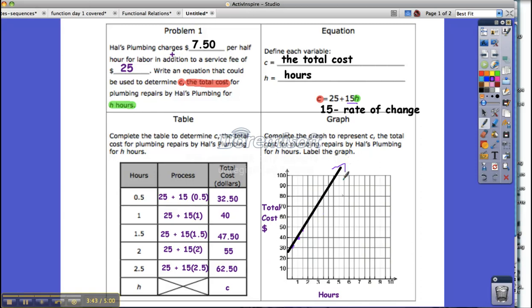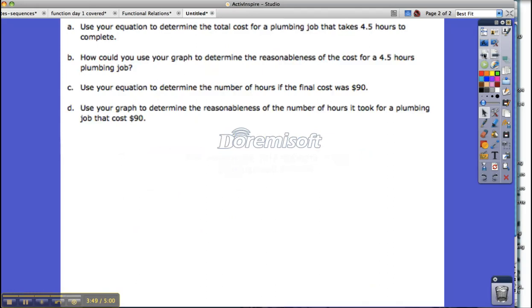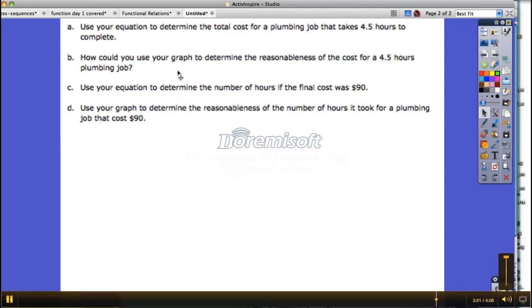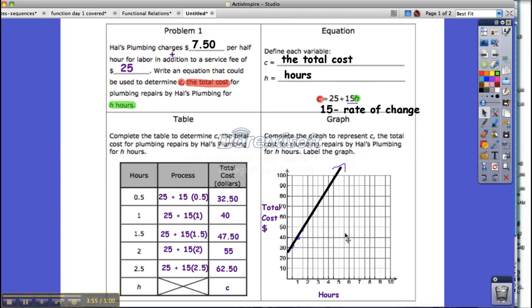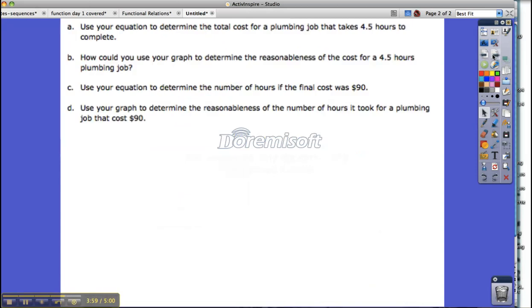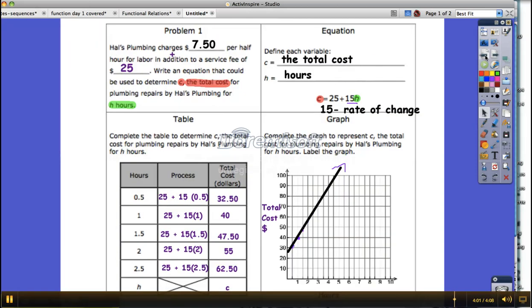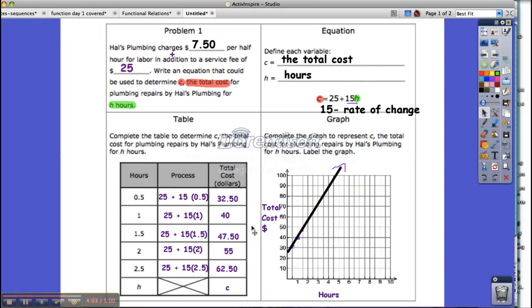We've graphed it. What y'all need to do on your own after you watch this video is, if you look underneath there, there's 4 questions that you have to answer on your own to check that you can use this information now, all 4 representations, to answer questions and analyze that. So go ahead and do those 4 questions on your own, and I will see you on Tuesday.